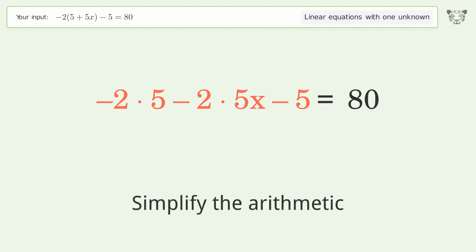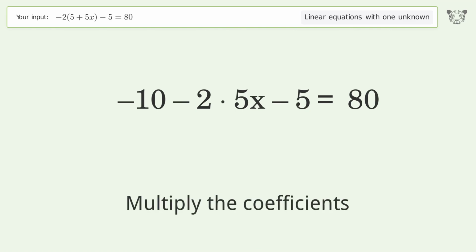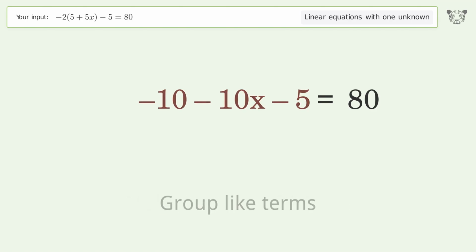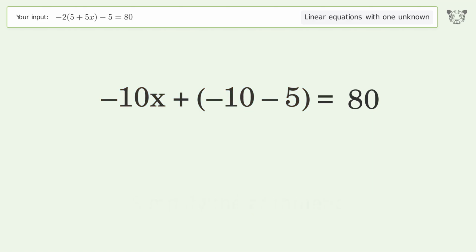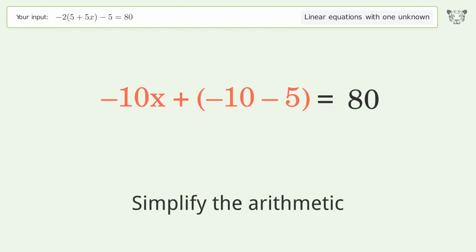Simplify the arithmetic. Multiply the coefficients. Group like terms. Simplify the arithmetic.